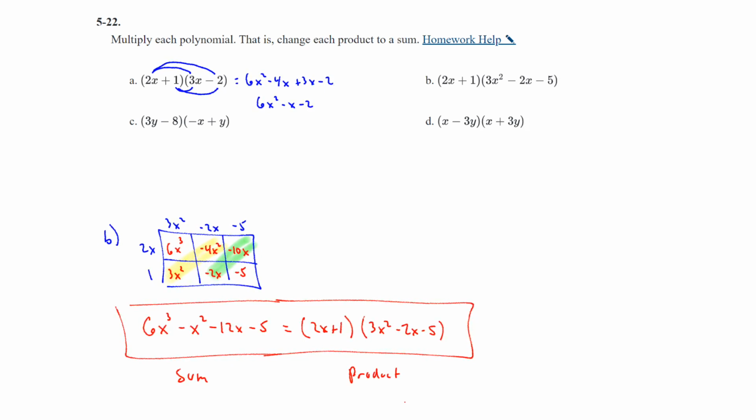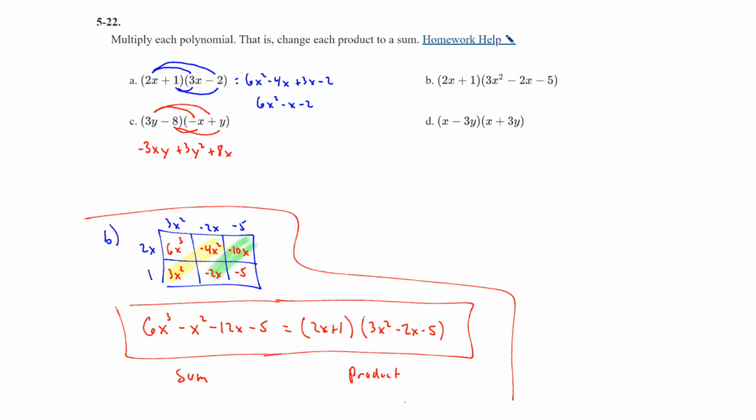All right, on part C, I'm going to just use the distributive property again. This would be negative 3xy plus 3y squared. Negative 8 times negative x would be positive 8x, and negative 8 times y would be negative 8y. And then when you look at this one, there are no like terms, so this would be my final answer. There's nothing else that we can combine.